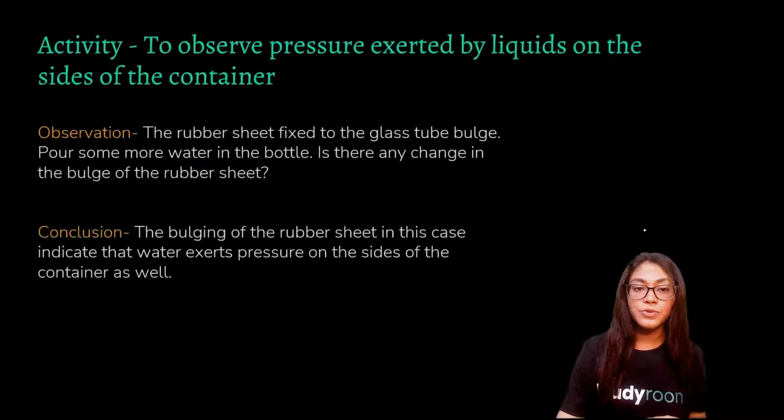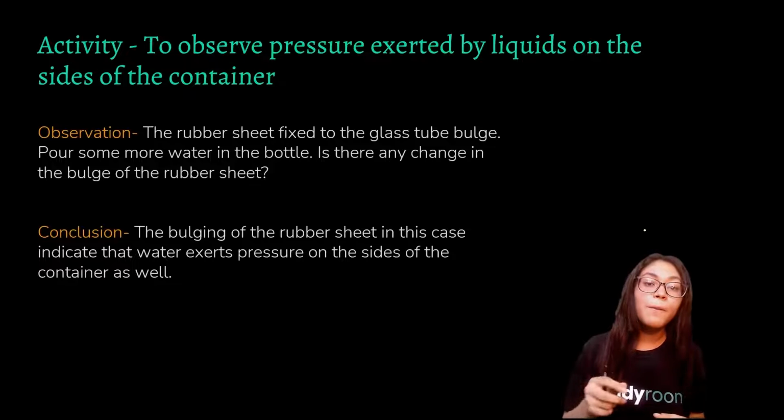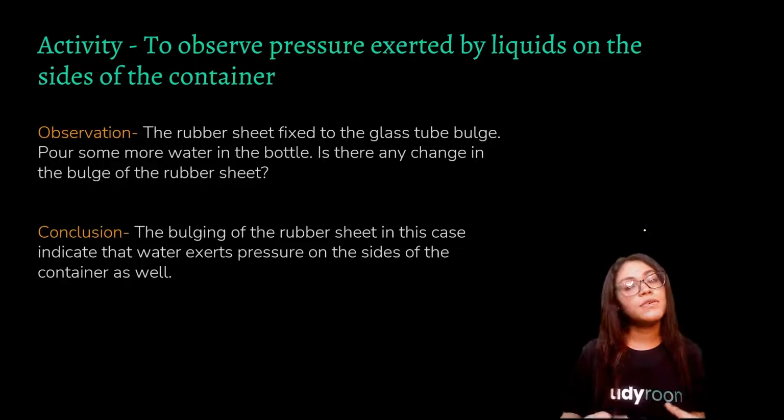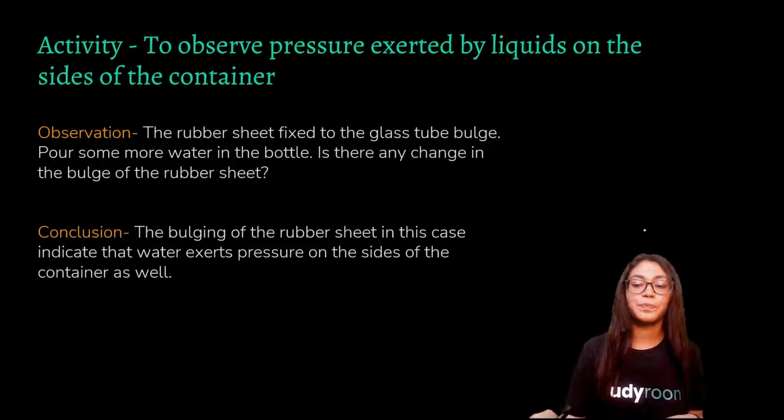Here, what do we observe? We observe that the rubber sheet fixed to the glass tube bulges. And when we pour some more water, it bulges even further, obviously. So that's why we conclude that the bulging of the rubber sheet in this case indicates that water exerts pressure on the sides of the container as well.